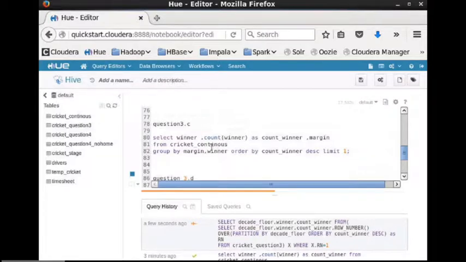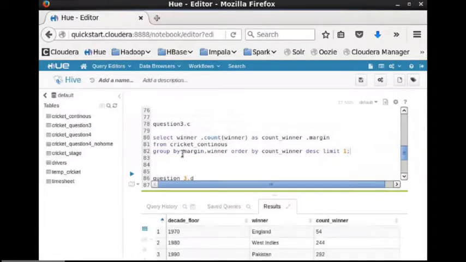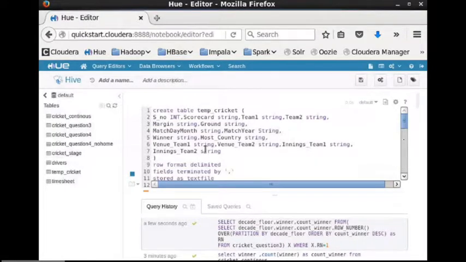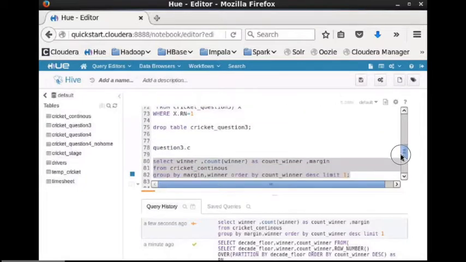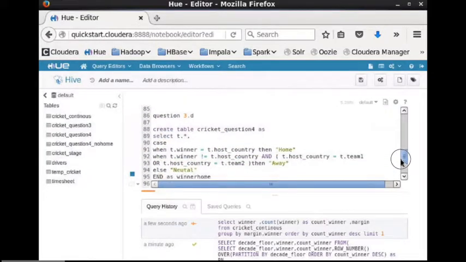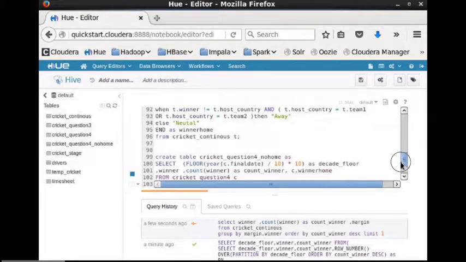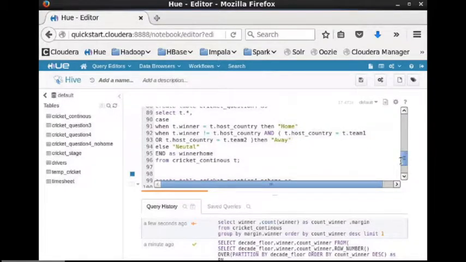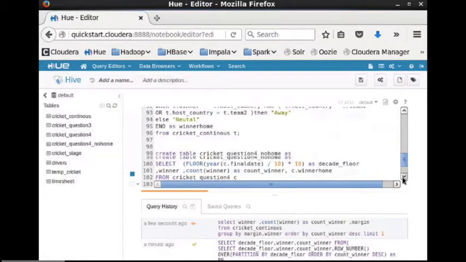The third C was to just find the winner. If we see the output, we have decade floor and then the winner, that is the 70s, and then the 80s, 90s, and so on. Similarly for the third question, I let it run, and then the fourth question was also something similar. For the fourth question, along with the decades and the number of winners, we had to find away and neutral, the number of teams that won.